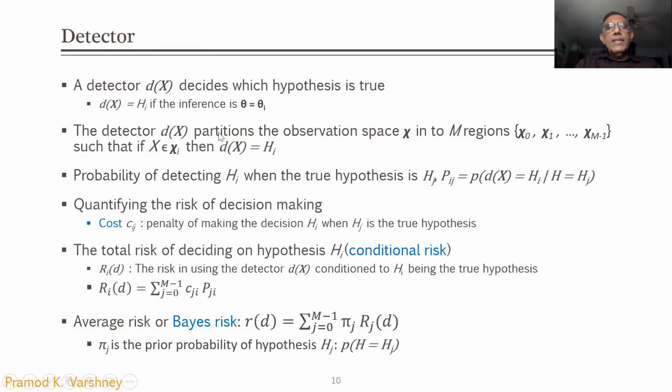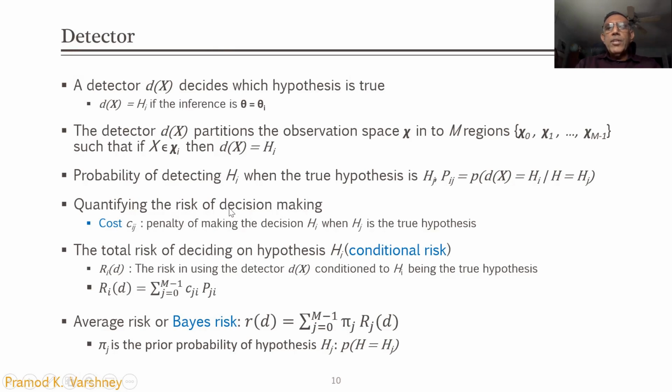What it does is that it partitions the observation space into M regions in the case of M-ary hypothesis testing, and 2 regions for binary hypothesis testing. And then the probability of detecting H sub i when the true hypothesis is H sub j is denoted as P sub ij. Notice that there is a possibility of error, and the reason is the randomness, the noisiness of the signal that we are observing. Because of that, we deal with the problem in a probabilistic or statistical framework, and there could be errors, and we'll talk about that in a minute or two.